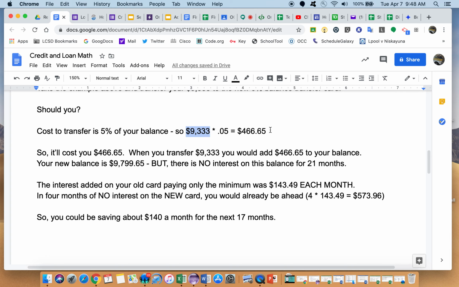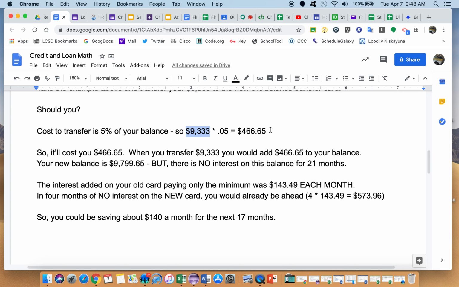All right? So you transfer $9,333. And they add the cost of the transfer, $466.65 to your balance. So your balance went up when you made this transfer. Right? So there's a fee. All right, the balance goes up. Now, on the other side, they're not going to charge you interest on this balance in this card for 21 months. So ask yourself, is it a good idea?